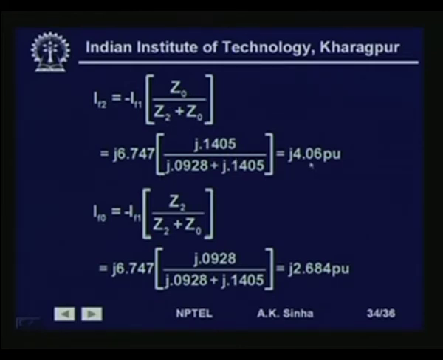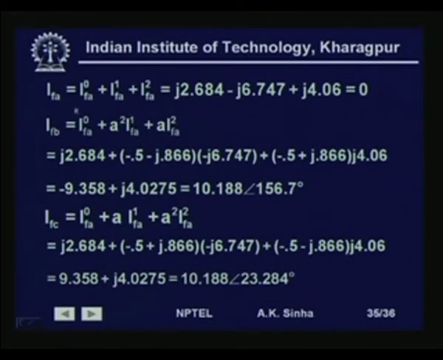When we do that, we get this as j 4.06 per unit. Similarly, IF0 can be computed as minus IF1 into Z2 by Z2 plus Z0. Substituting values, this comes out to be j 2.684 per unit.